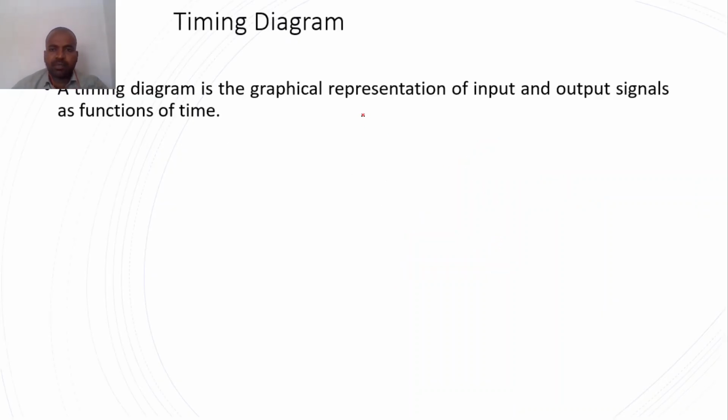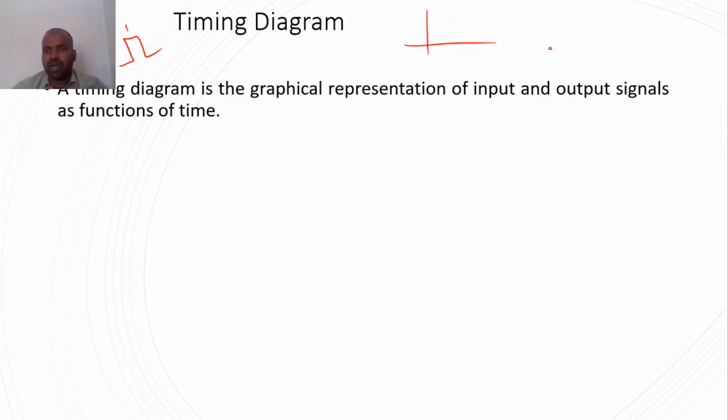So first, timing diagram. It's a graphical representation of input and output signals as functions of time. So we are going to represent it in the XY direction. We know that in digital we are dealing with only binaries, that is, only zeros and ones will be there, and we know how to represent 0 and 1. 0 is represented as a low level signal and 1 is represented as a high level signal. So the entire timing diagram should consist of only these low and high level signals.